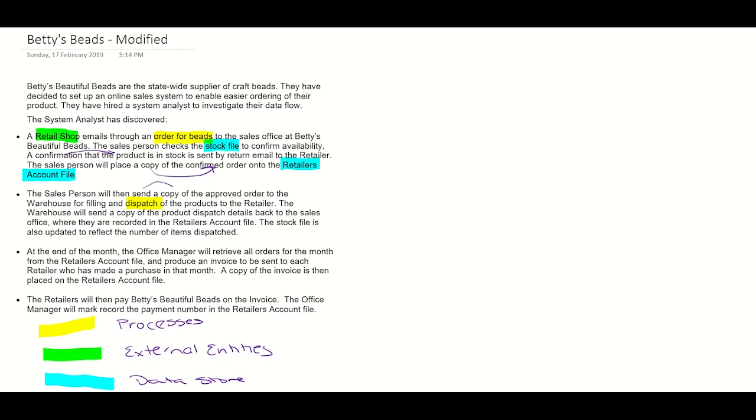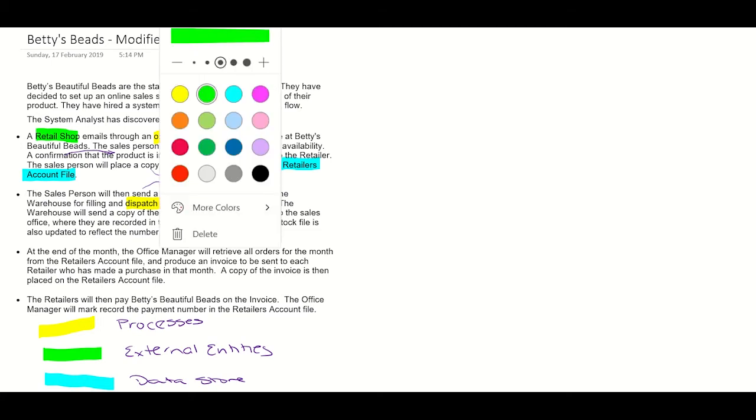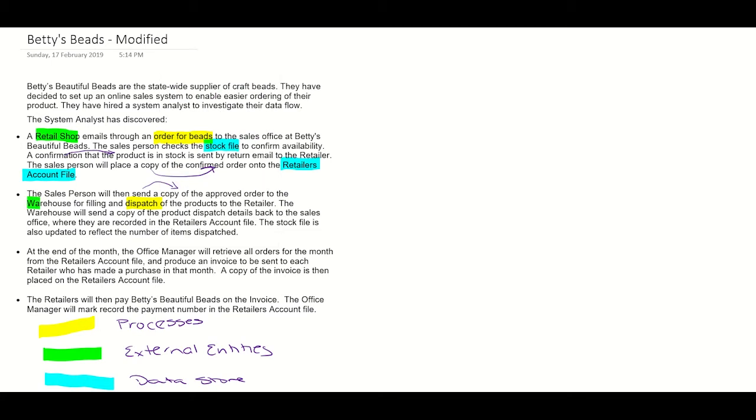Because he's sending, now this is the one I have changed. The salesperson. So the salesperson is somebody within Betty's Beads. He is taking data that has already been generated, but he is sending it to the warehouse. So he's sending it outside of the system for the warehouse to do a job. So because he is sending it outside the system, that makes the warehouse an external entity.